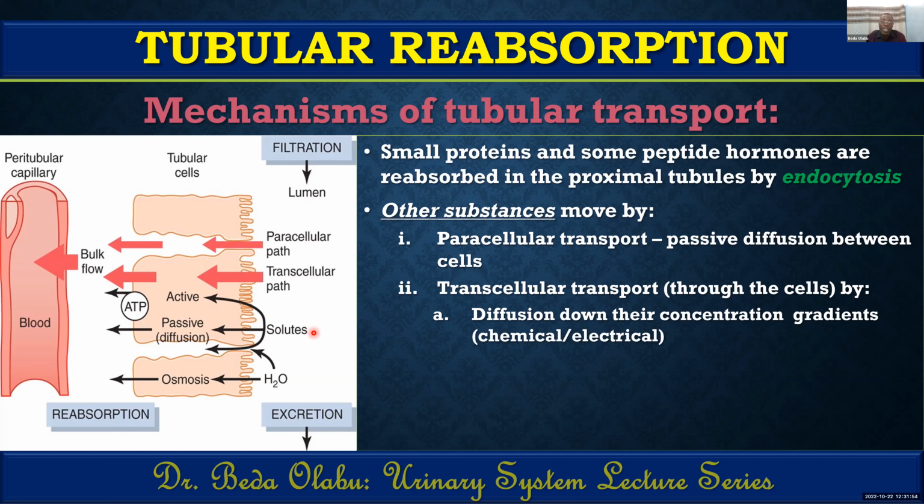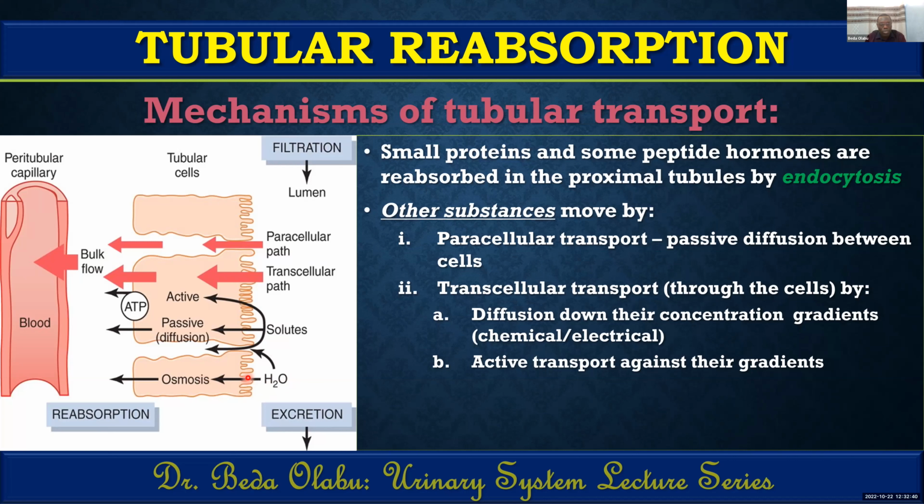It could be a chemical gradient or electrical gradient, but along their gradient, and that is diffusion basically. So that's a passive transport. But you can also have substances being transported against their concentration gradient. That's an active transport. So this will apply a lot to solutes. Solutes can go through the cell actively against their concentration gradient or passively along their concentration gradient. Of course, there are still other solutes that don't have to go through the transcellular path, so they use the paracellular path.